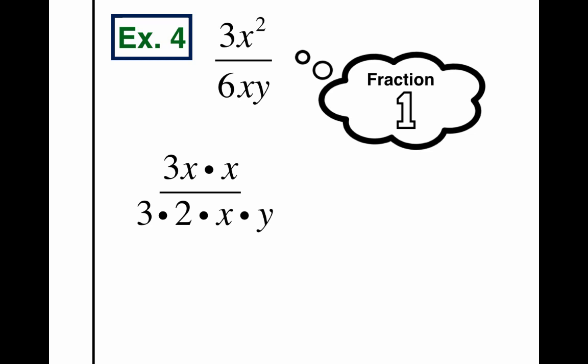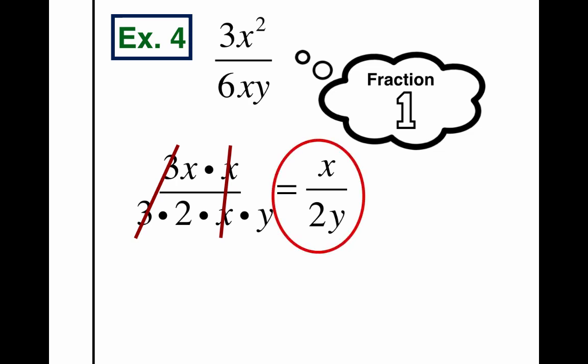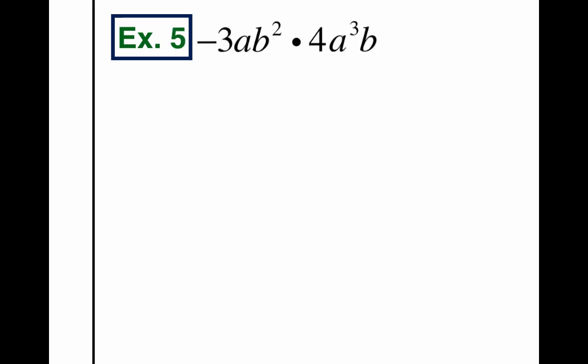Now, where are my power of 1s? Well, I could get rid of those 3s, and I see a pair of x's. Do you see anything else that could be a power of 1? No, I don't think so. So on top, we still have an x, and on bottom, we still have a 2 and a y. So we have x over 2y. That is our simplified solution. And we did that by expanding and then getting rid of that power of 1. All right, let's try another one.